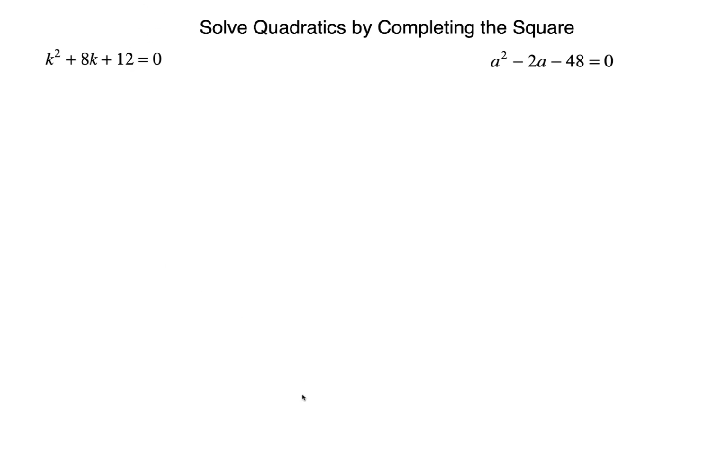Let's begin. Now, completing the square is not very difficult. I'm going to show you some easy shortcuts to get your answer pretty quickly. I have k squared plus 8k plus 12 equals 0.